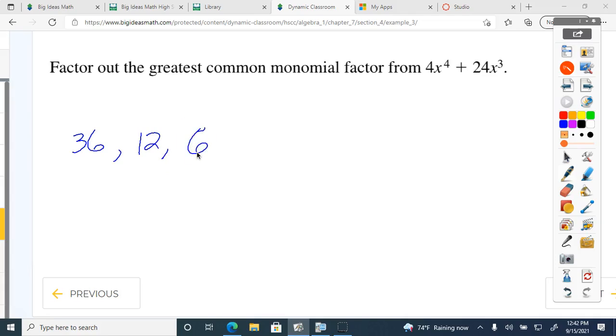What is the common factor between 36, 12, and 6? 3. 6. Okay. The greatest common factor is 6. Is that the only common factor? No, it is not. It has other common factors, but the biggest one is 6. Would 3 be a common factor? Yes. 3 goes into 6, 3 goes into 12, 3 goes into 36.